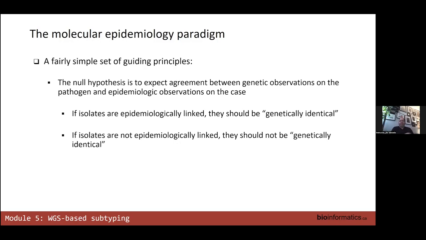So the molecular epi paradigm has always been fairly simple because at the end of the day, if you have patients that are ill and we're able to recover a pathogen from those patients, we are expecting that where there is epidemiological concordance between cases, there should accordingly also be genetic concordance between the pathogen that has been isolated from these cases, and vice versa.